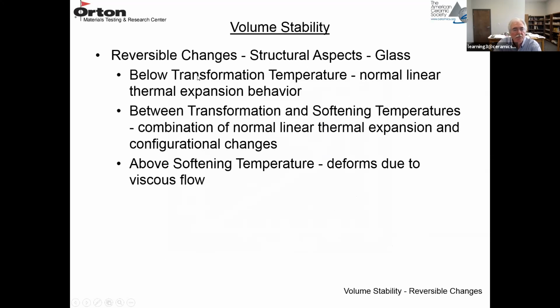So this just summarizes that previous slide. Below the glass transformation for the glass, you have normal linear thermal expansion. Between the transformation temperature and the softening temperature, you have normal linear thermal expansion, plus you have a configurational change giving rise to a more rapid thermal expansion change. And then above the softening temperature, the material just deforms because it becomes very fluid.